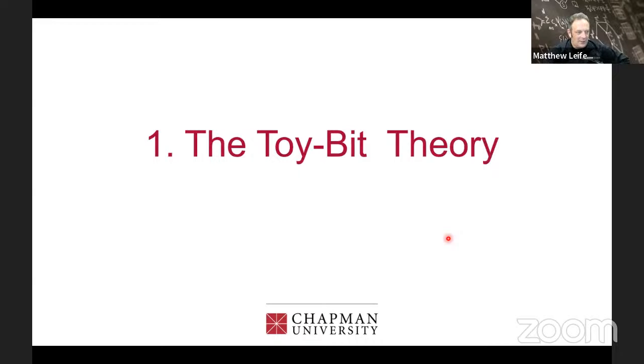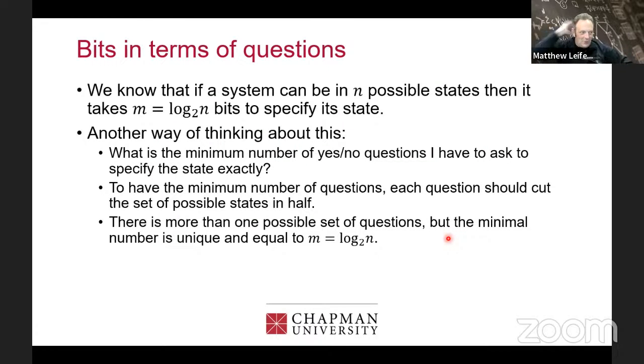So I'll start with the toy bit theory. It's the simplest one. Okay, so first of all, I want to review, probably for most of you, the relationship between bits and questions. If you have a system that can be in n possible states, then it takes the logarithm to base 2 of n bits to specify that state. But here's the way that I want you to think about this. The question is, what is the minimum number of yes/no questions you have to ask in order to specify the exact state? In order to get the minimum number of yes/no questions, as opposed to just some set of yes/no questions, you want each question to cut the set of possible states in half.